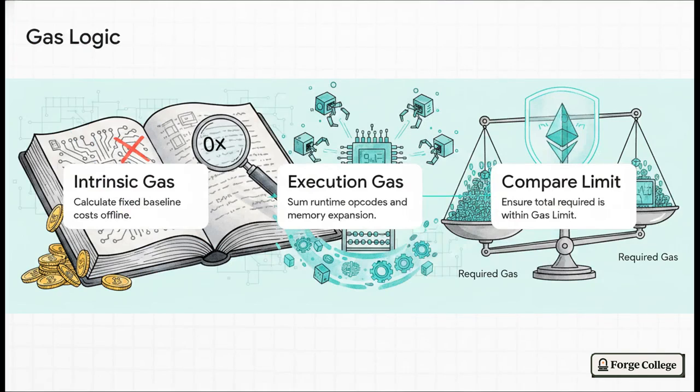Step 1, calculate the intrinsic gas by parsing the payload. Just a quick pro tip here, be super careful to strip that 0x prefix from your hex data, otherwise you are definitely going to miscount those bytes. Step 2, sum up the execution opcodes and calculate any memory expansion from the trace. And finally, Step 3, compare our required total to the gas limit.